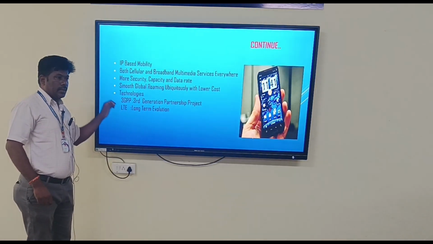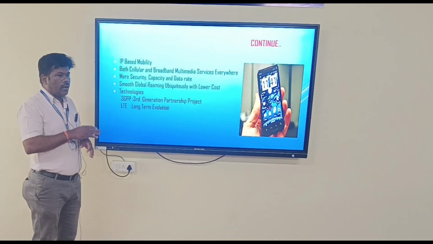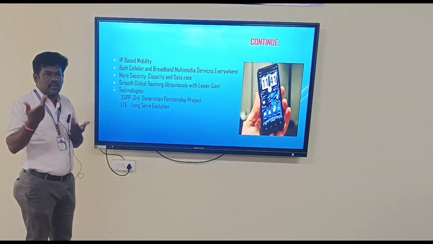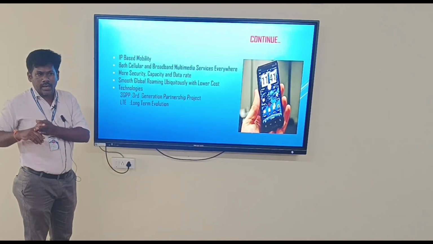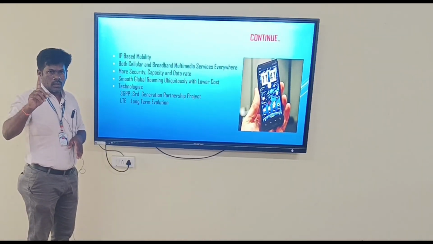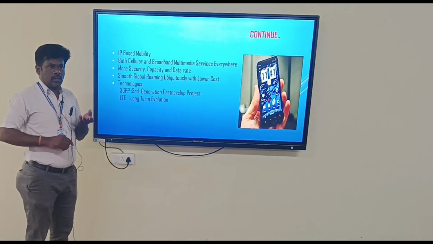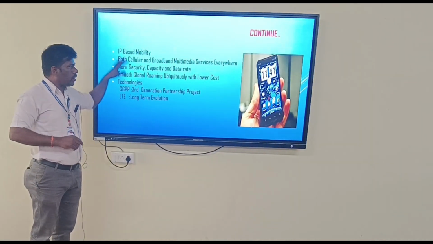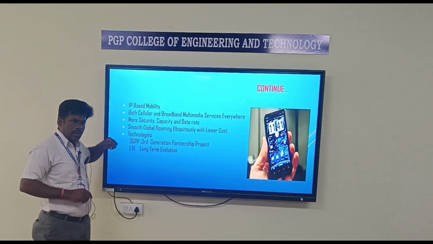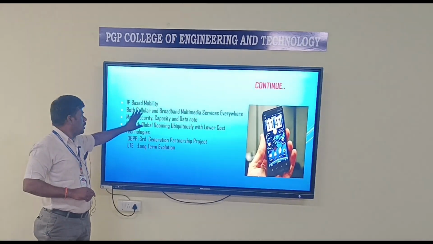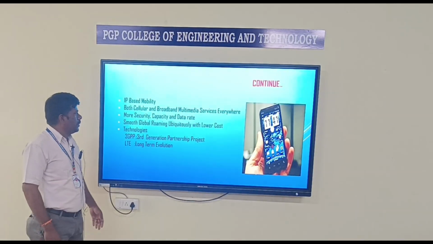Because of using this IP based mobility, nowadays we need no separate recharge for message services, call services or internet data services. No need, it's all in one. Subscribers recharge once, for 300 rupees for example, and we can do all calls and messages. For that purpose we go for IP based mobility, both cellular and broadband multimedia services everywhere.